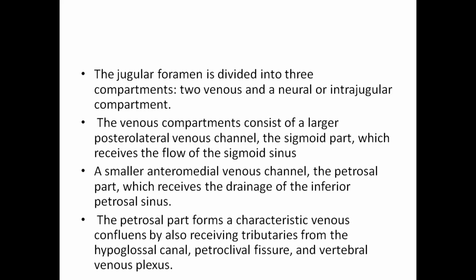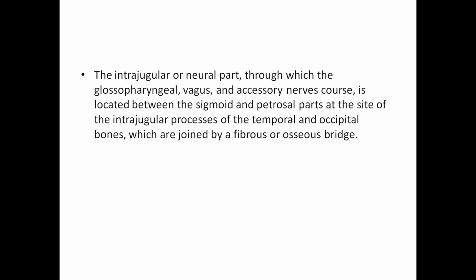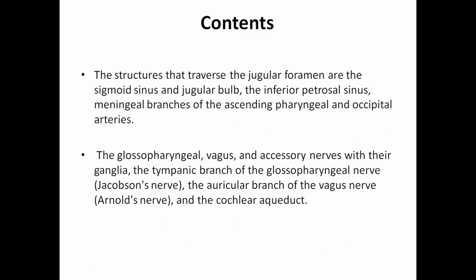This was just an intro so that we will be able to coordinate with the forthcoming slides and pictures. The intrajugular or neural part, however, is the one through which the glossopharyngeal, vagus, and accessory nerves course, and it's located between the two venous channels. This is the site where the two intrajugular processes of the temporal and occipital bones meet, and they're often joined together by a fibrous septum, or sometimes it could be calcified and result in an osseous bridge as well. What are the major contents?